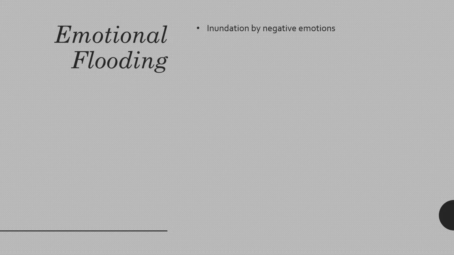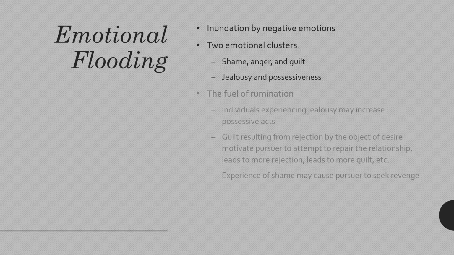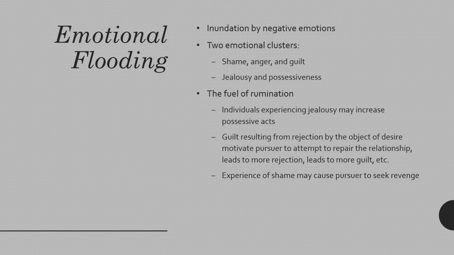The second process is emotional flooding, and this is being inundated and totally overwhelmed by negative emotions. There are two emotional clusters that Cupach, Spitzberg, and Carson identify: shame, anger, and guilt, and then jealousy and possessiveness. These negative feelings serve as a constant reminder of the unachieved goal with all that rumination. Individuals experiencing jealousy are further motivated by these obsessive thoughts to increase their possessive actions. Guilt and rumination can lead to a cycle where the pursuer attempts to repair the relationship because they feel guilty, which leads to them being rejected again, which leads to more guilt, more rejection. And someone who's experiencing shame and ruminating over it quite a bit may actually seek revenge against the object of desire.